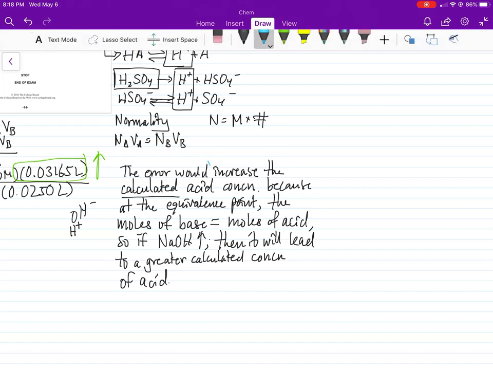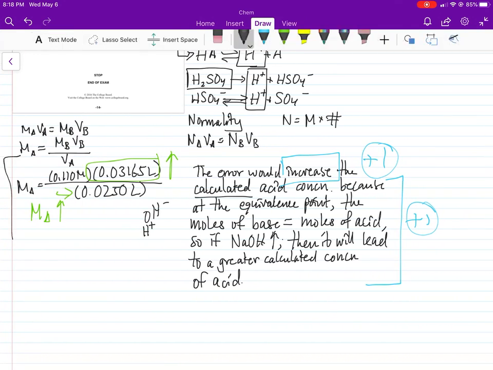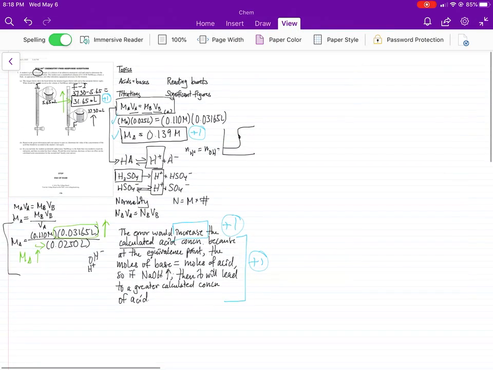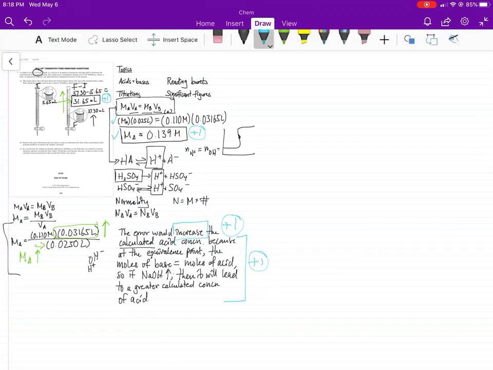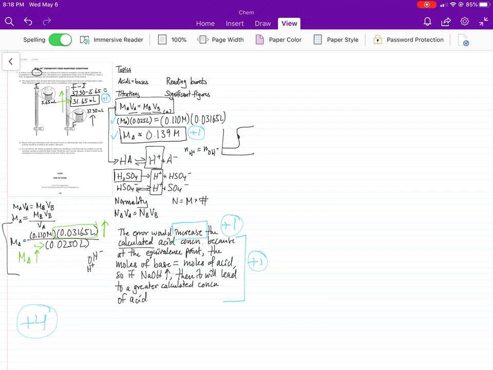If you wrote that the error will increase, you get +1. And then if you provide a valid justification like this, you get the other point. And for justification, you can also refer to this mathematical example here, and that would be correct. So if you got all of this, you'll get the full 4 points on question 7.